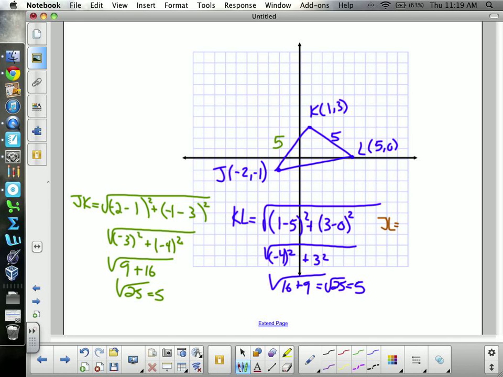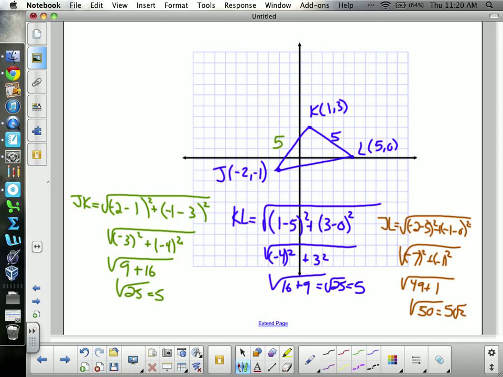JL. I labeled it, so you don't have to ask. JL is negative 2 minus 5, negative 1 minus 0. So that's negative 7 squared plus negative 1 squared. 49 plus 1, that's the square root of 50, which would be 5 root 2 when we simplify it. So right away I can tell it is not equilateral, it is isosceles. Okay, so that tells me it's an isosceles triangle.